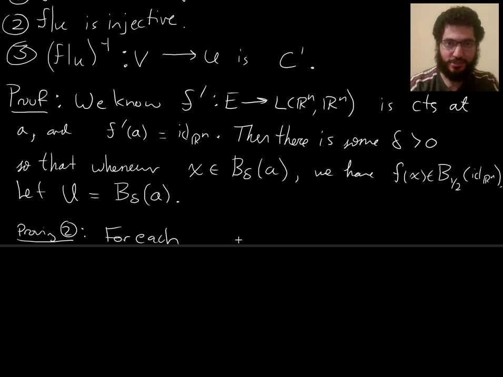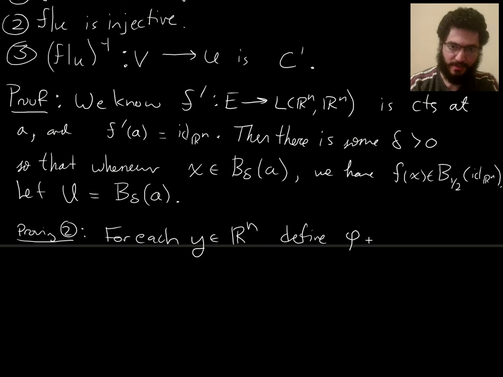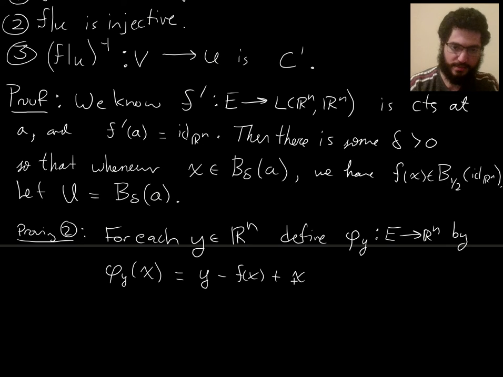So now I'm going to define a function, and it's going to seem kind of random at first, but just bear with me. For each y in R^n, we're going to define a function, phi sub y, which will be from E to R^n, and it'll be defined by this formula. Phi sub y of x will be y minus f of x plus x.